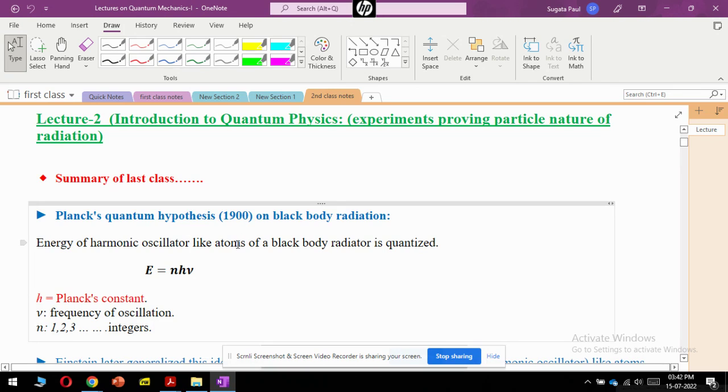To match the experimental data of black body radiation with his quantum theory, Planck proposed that the atoms of the black body radiator surface, which move like harmonic oscillators, have energy levels which are quantized. Quantized means they have certain energy levels. They cannot have all energy levels in a continuum, but only certain energy levels equal to nh nu. This was the quantized energy level introduced by Planck, where n is an integer 1, 2, etc., and h is Planck's constant.